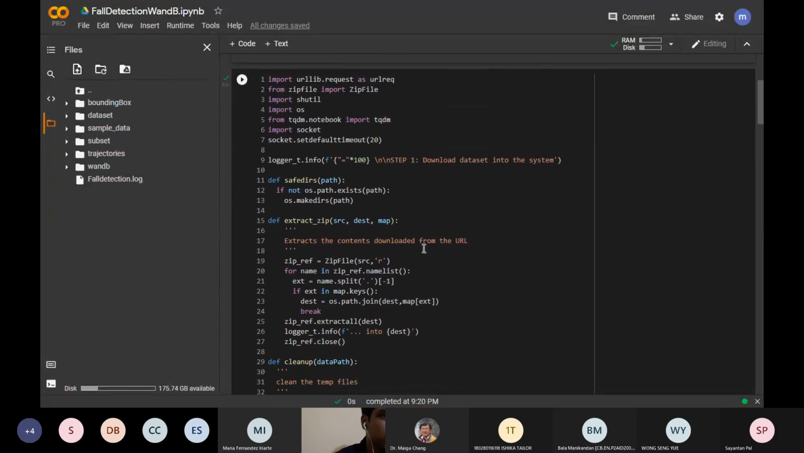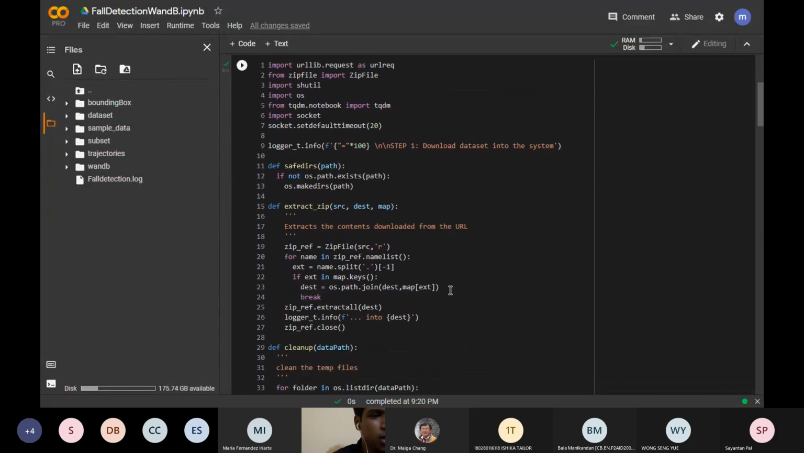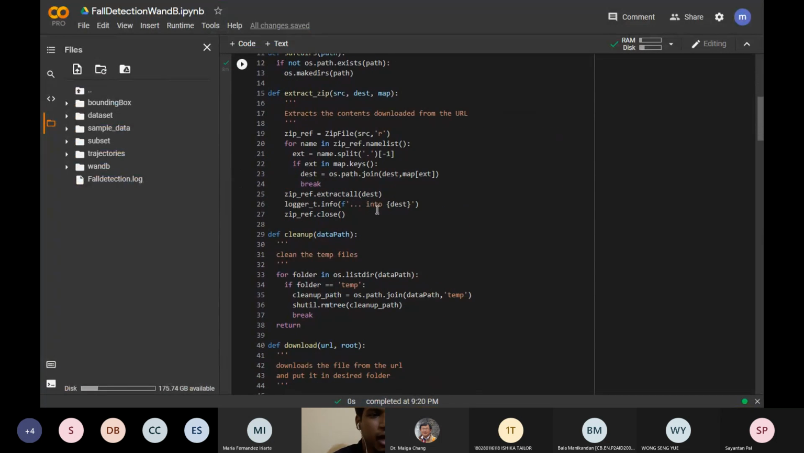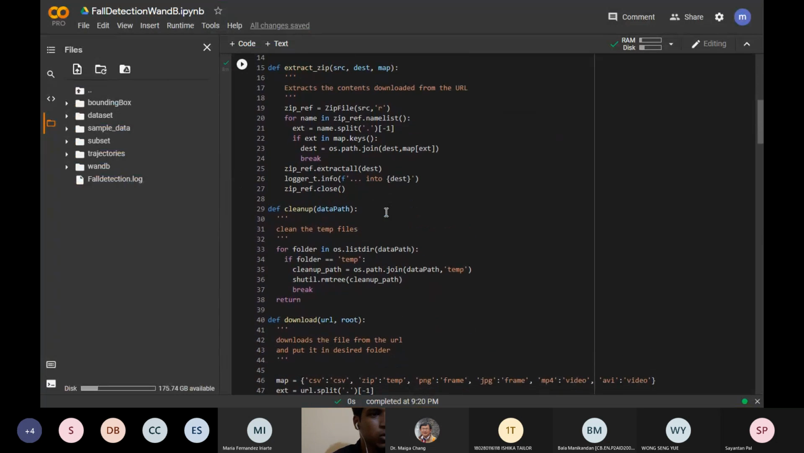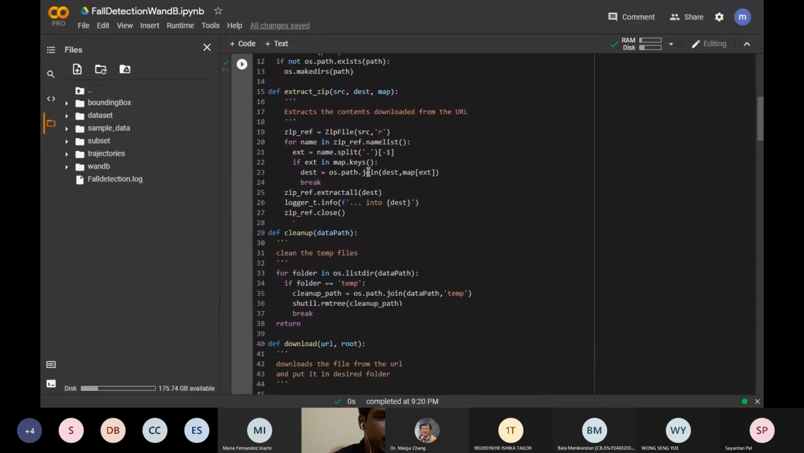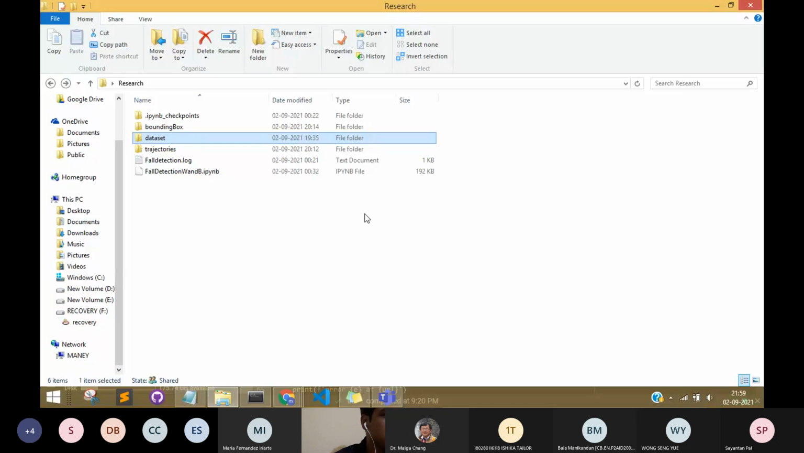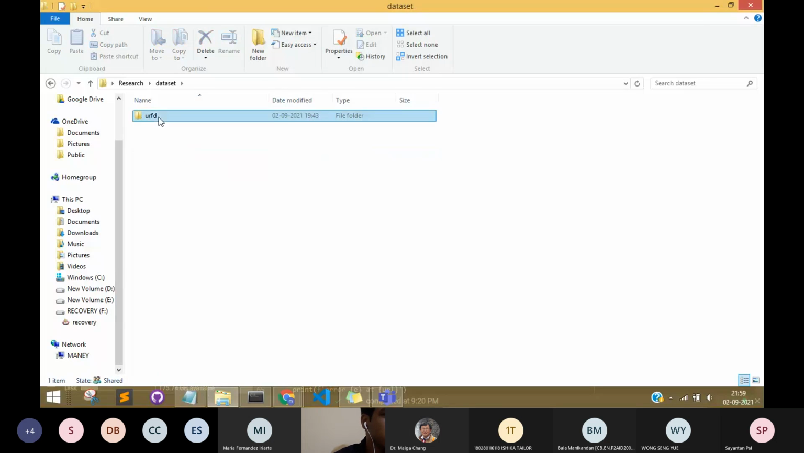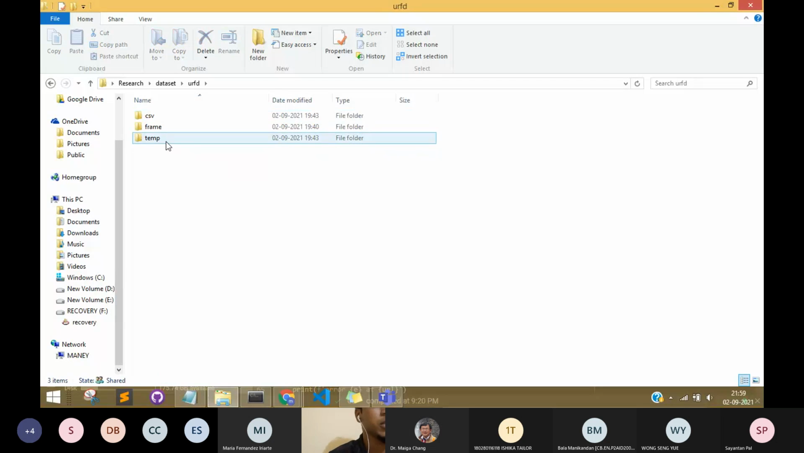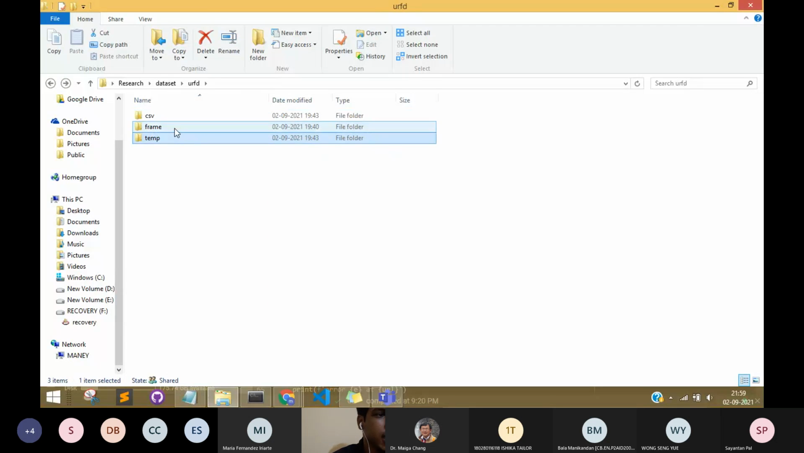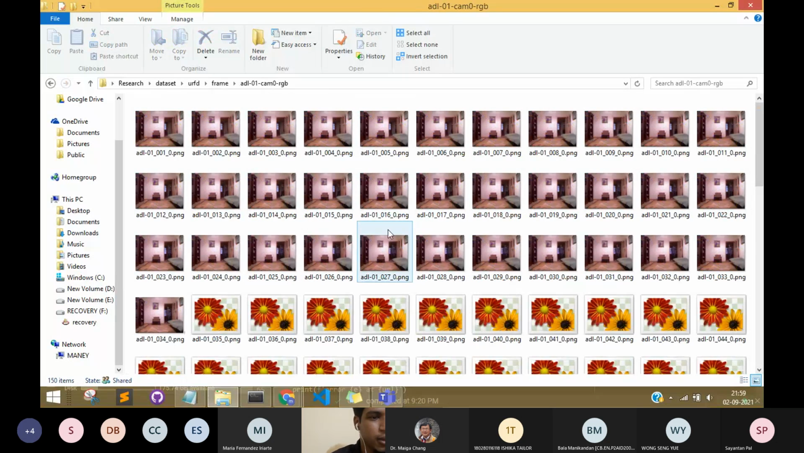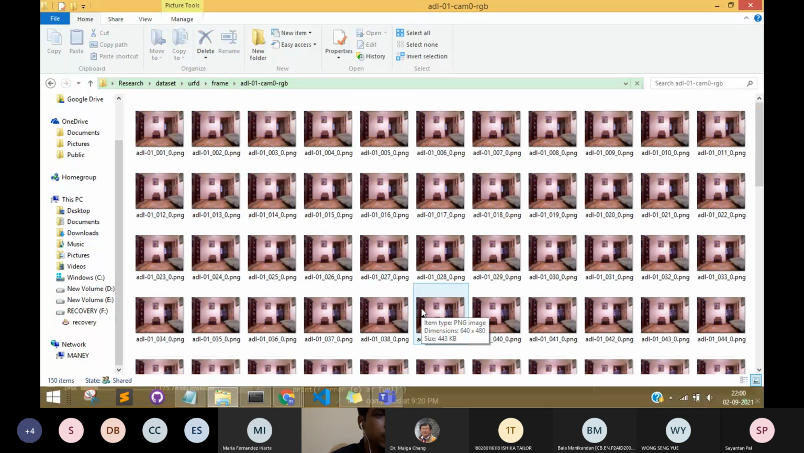I downloaded the dataset from the cloud where they stored the videos. These are the functions I wrote to download the zip files and extract the frames, and it will be stored in the dataset like URFD. I store the videos in the temp folder. In that cloud they stored it as a zip file, so after that I extract those zip files and store all the frames the video contains in this frame folder.